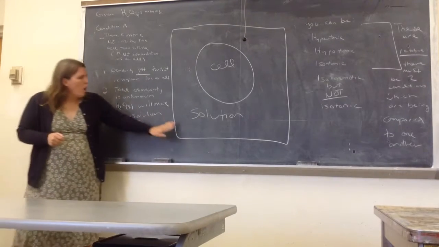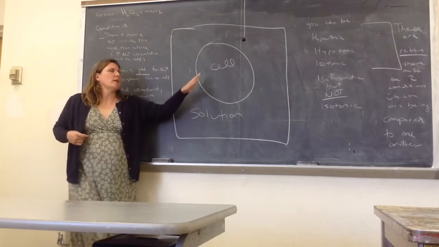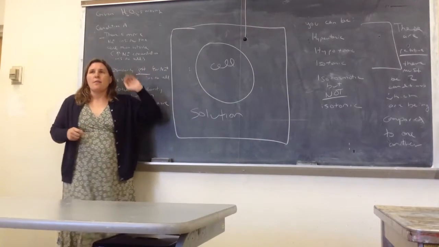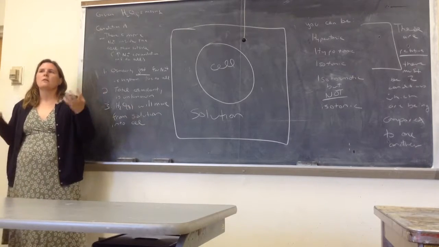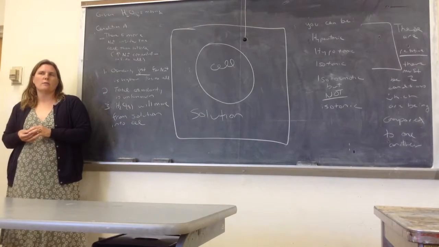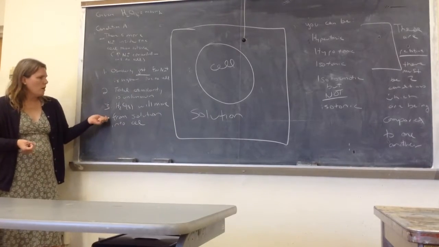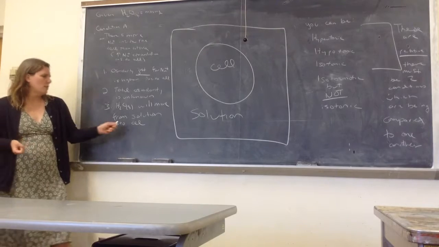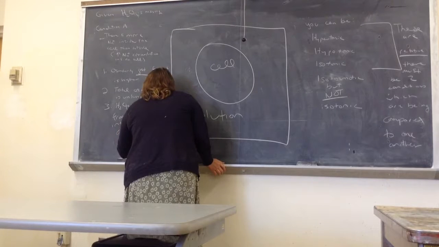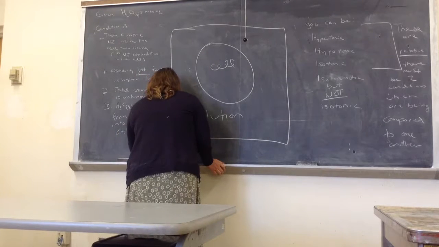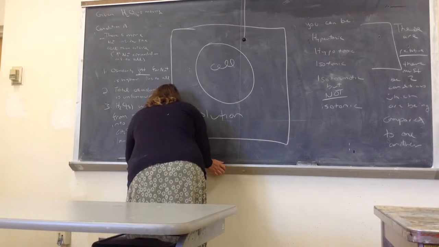Okay, so water moves from an area of lower solute concentration to an area of higher solute concentration. That means the water is going to move to try and dilute the higher sodium concentration area. It just goes in that direction. So that's why I know that water will move from the solution into the cell, from low concentration.